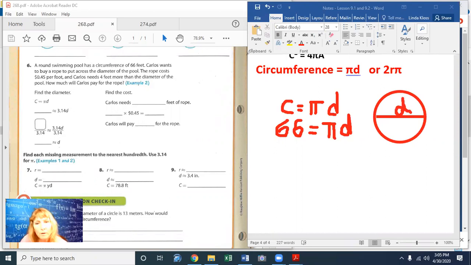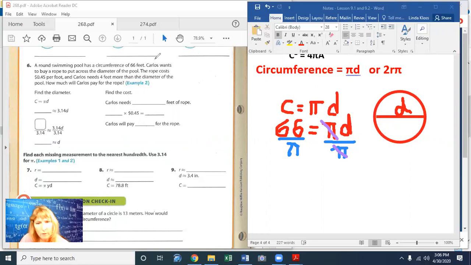Let's pick a different color here. How do I solve for d? Well, you have to get d by itself. You use inverse operations, and we know this is pi times d, so we are going to divide both sides by pi. If I divide both sides by pi, pi crosses itself off over here, because pi divided by pi is just 1. Then I'm left with 66 divided by pi.